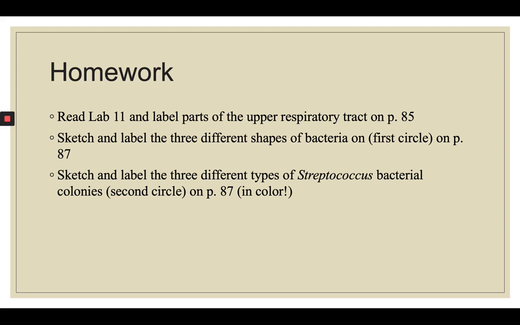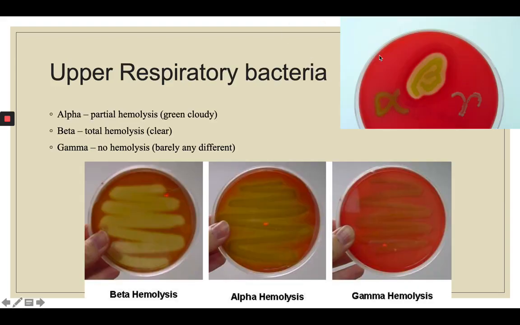Then you're going to sketch and label the 3 different types of Streptococcus bacteria. I would use color. I'm sorry, I misspoke. For this one, in the first circle, go ahead and draw all 3 shapes in the circle. You don't have to draw 3 different circles. And then in the second circle, I want you to draw the Streptococcus bacteria colonies. So the alpha, the beta, the gamma strains. Show me what that would look like and use color, so you remember what the shapes are and what the colors are.